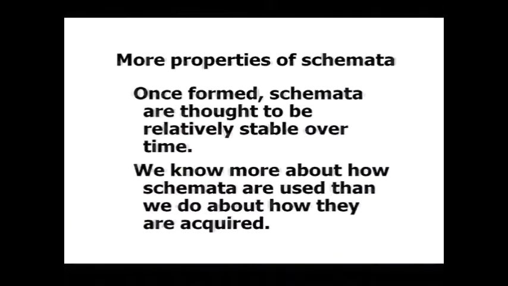Once formed, schemata are relatively stable. We know more about how schemata are used than how they are acquired. And it's hard to really find that region of the brain where the schemata are. Where is that schema? What really causes a schema to form? What are good ways in which to help students form a schema about dogs and cats and restaurants and planes and so forth?